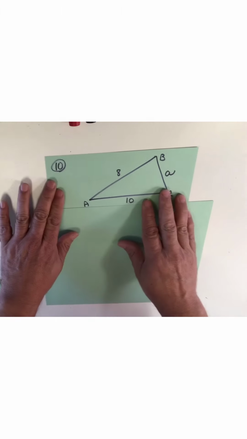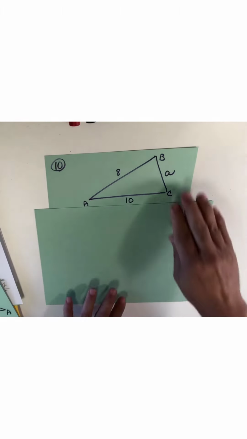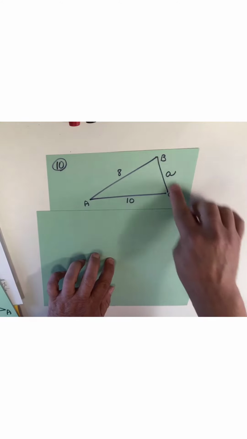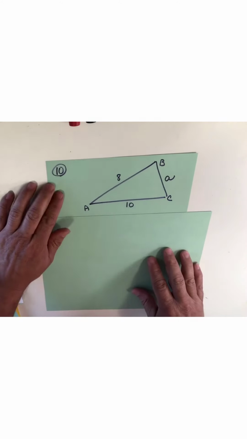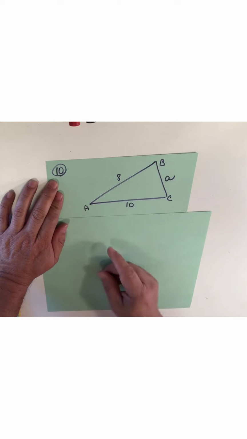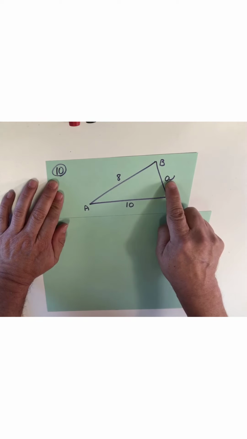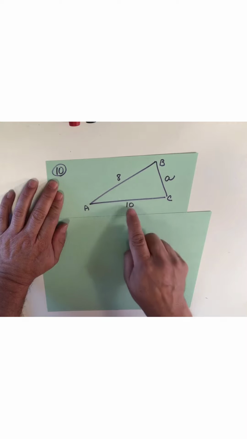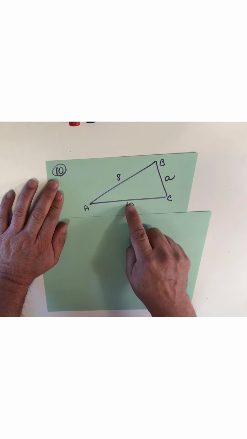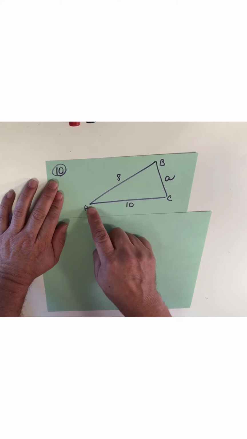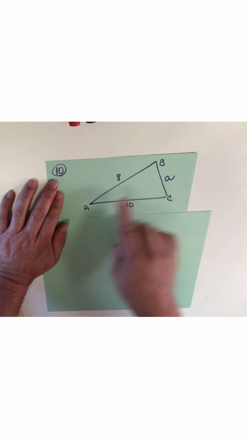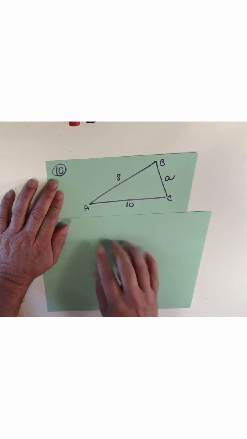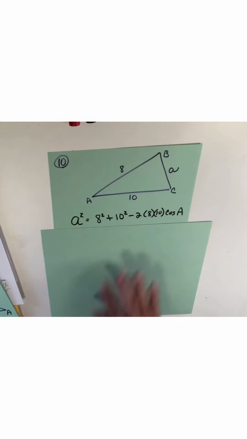Here is number 10. It is asking for the side little a over here. So to find it, you're going to use the Pythagorean theorem. That's the way it starts anyway. And say a squared is equal to 8 squared plus 10 squared minus 2 times 8 times 10 times cosine of A. And so remember that whatever little letter you start with, you got to finish with a big capital letter.